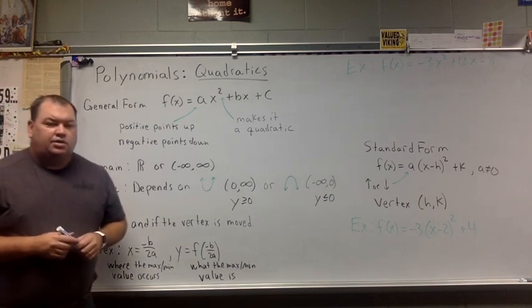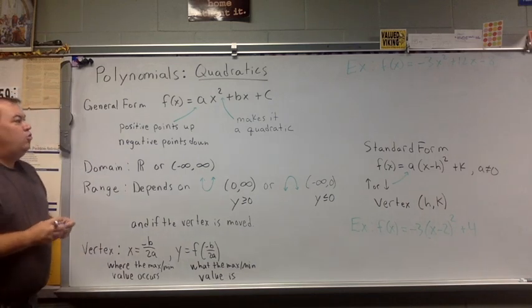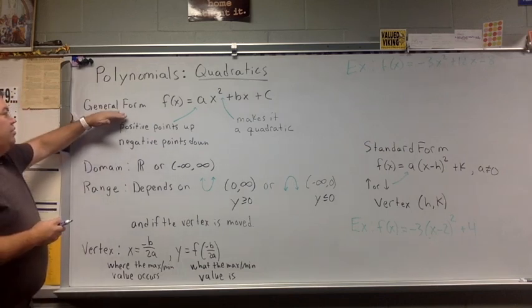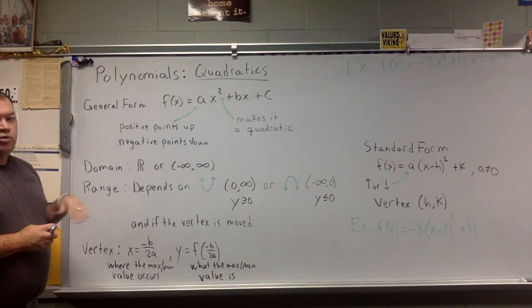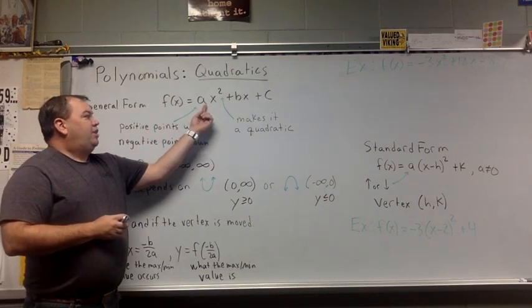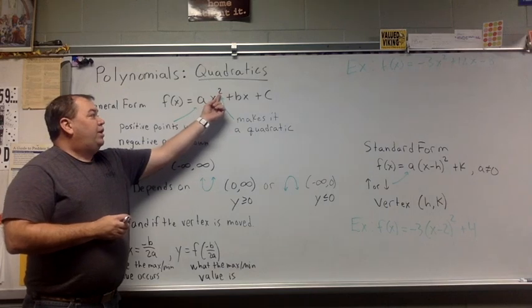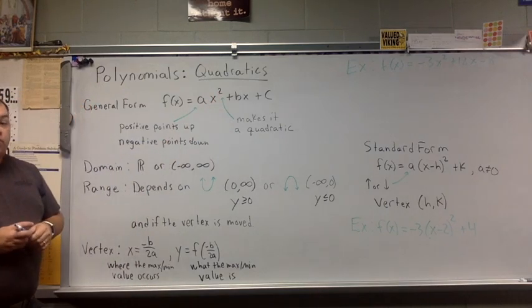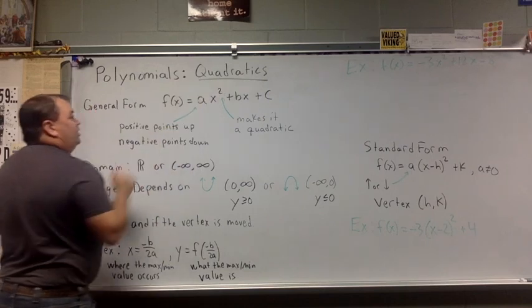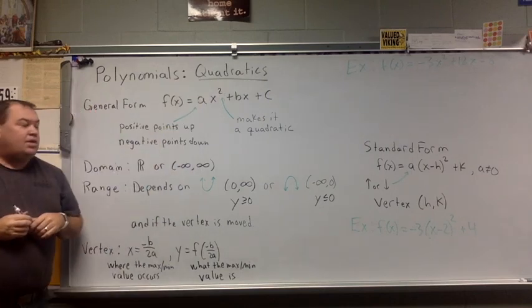So, as we begin discussing polynomials, we're going to start with quadratics. First thing we're going to talk about with quadratics is the general form. This is what quadratics look like. And this is the key piece right here, because without this squared, this would no longer be a quadratic. If it was gone, we'd be dealing with a linear function, not a quadratic function.